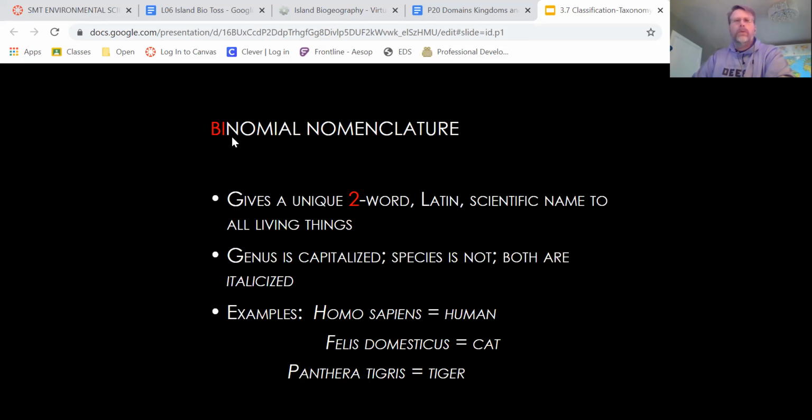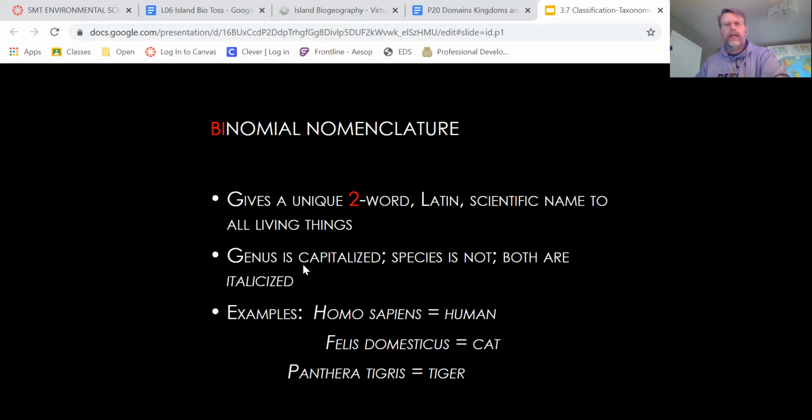Okay, so binomial, bi meaning two, so it is a two-word name. Traditionally, they used Latin words. Now, if you discover your own species, you have a fairly wide range of options of how you name something. If you discover a new insect or a new bacteria, you're going to pick your own name as long as it's unique and it follows a few conventions.